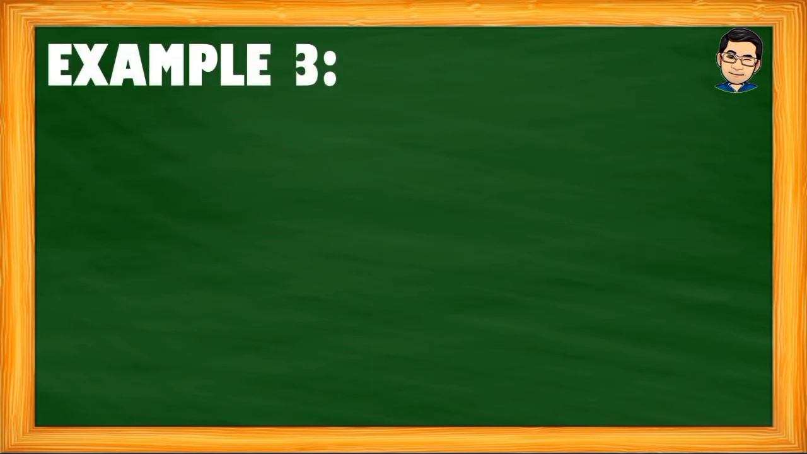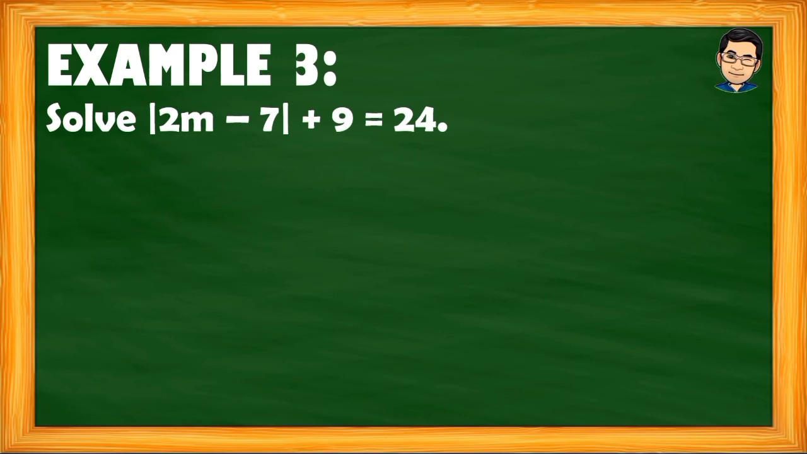Next, example number 3. Solve for the absolute value of 2m minus 7 plus 9 is equal to 24. Okay, so this is our single absolute value expression. And then, we need to remove this positive 9. We need to move it to the right side, so only a single absolute value expression remains on the left. So, it becomes the absolute value of 2m minus 7 is equal to 24 minus 9.